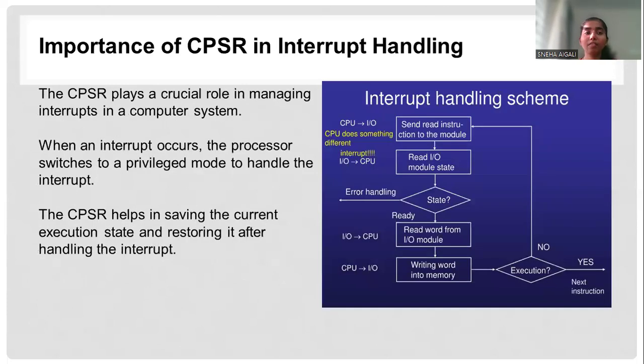The next up, we have importance of CPSR in interrupt handling. How CPSR plays an important role in handling an interrupt. That is, the CPSR plays a crucial role in managing interrupts in a computer system. When an interrupt occurs, the processor switches to a privileged mode to handle the interrupt. The CPSR helps in saving the current execution state and restoring it after handling the interrupt. Here we have, in the figure, the flowchart for how an interrupt is handled.